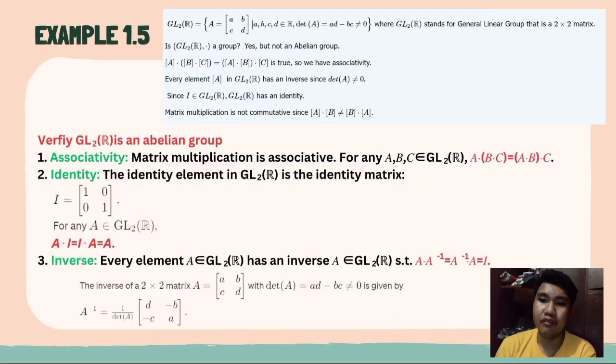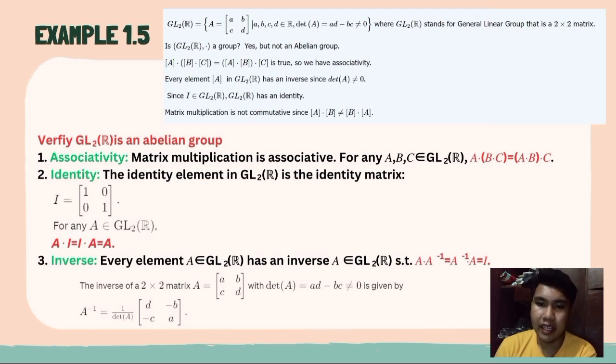For example, 1.5, the general linear group, that is 2 by 2 matrices for real numbers, is equal to A, where A is the matrix [a b; c d], where a, b, c, d are elements of the real numbers. The determinant of A is ad minus bc, which is not equal to 0. Is the general linear group, that is 2 by 2 matrices for real numbers with multiplication, a group? Yes, but not an abelian group.